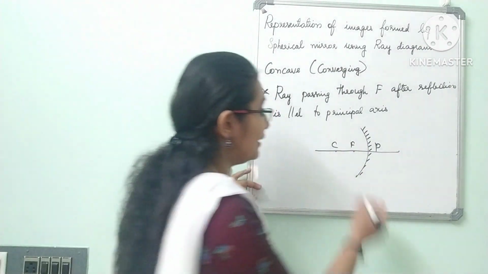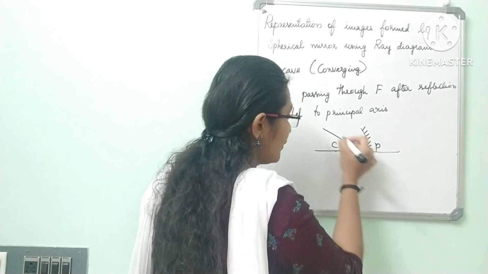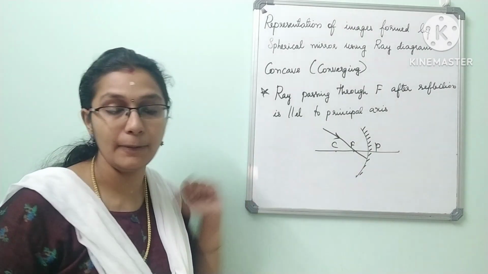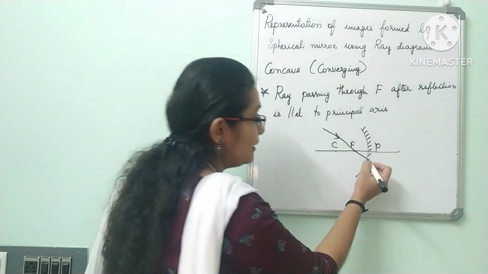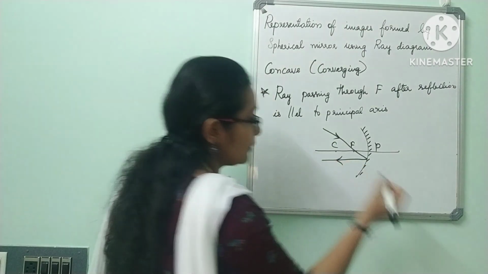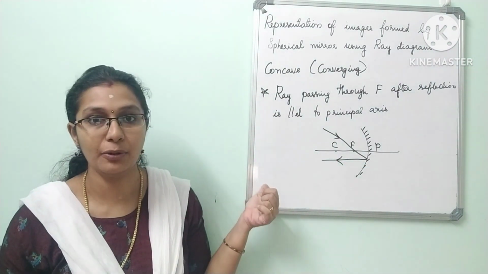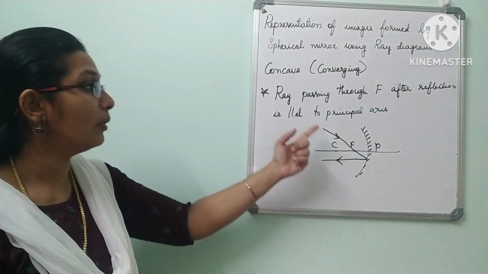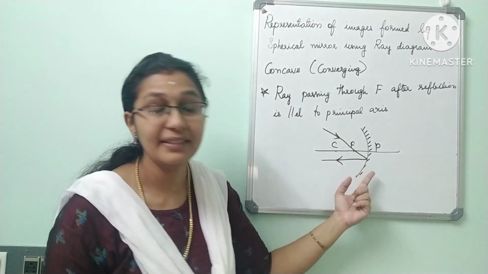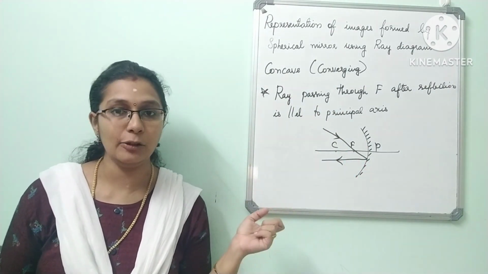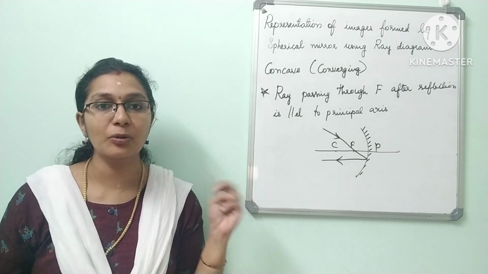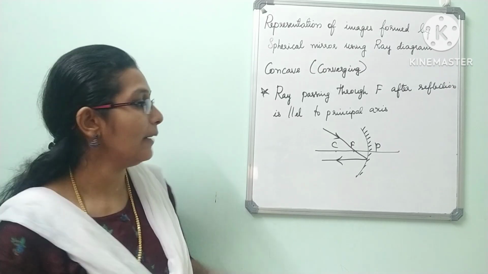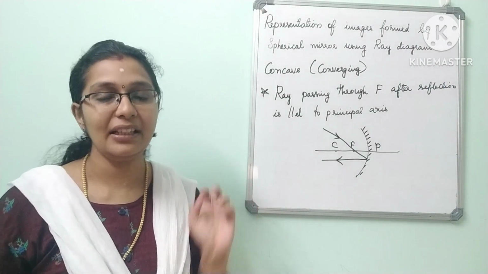Now a ray passing through the focus. My incident ray is now passing through the focus. After reflection, it is parallel to the principal axis. So this is how you have to draw the second ray diagram. A ray passing through the focus after reflection is parallel to the principal axis. So the first and second rules are vice versa. Any one rule if you study, the other rule you can easily write. So this is how you have to draw the second ray diagram.